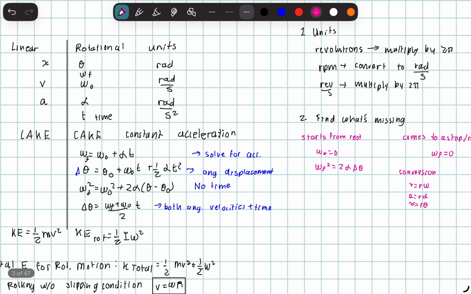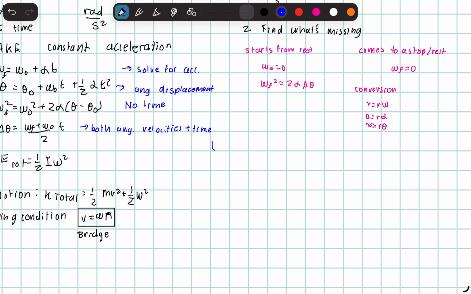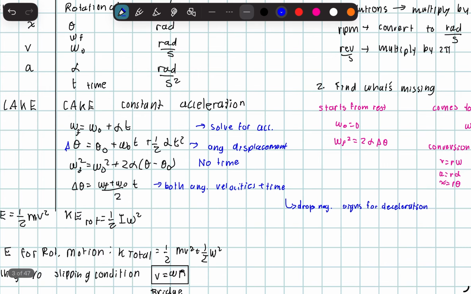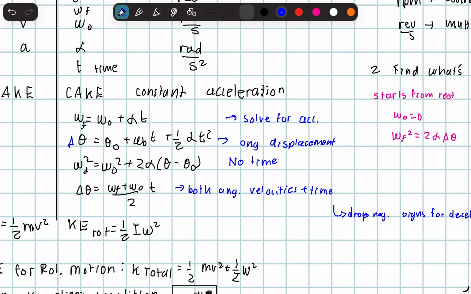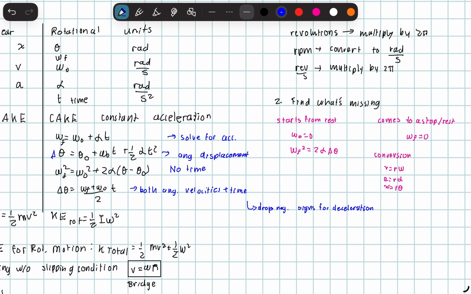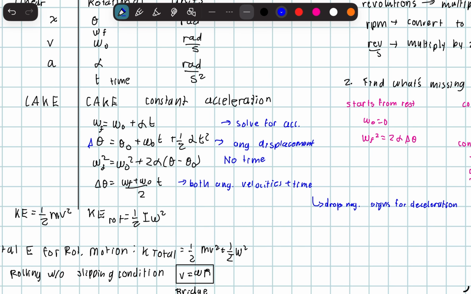Also, choose an equation that includes the missing variable, and drop negative signs for deceleration, because you know the direction it's heading in. You can just write that. So ultimately, you just need to know these 4 golden equations, which will be on your AP Physics 1 formula sheet. But also just remember that you have to strategically choose which equation to solve with.